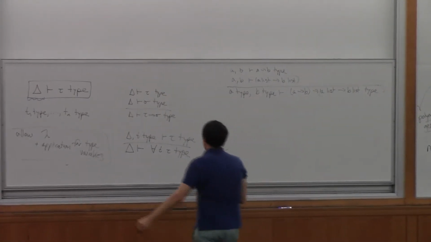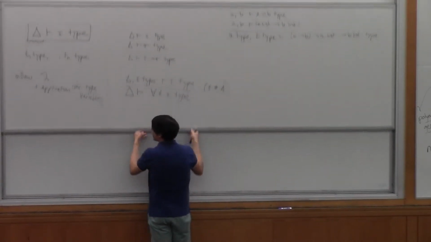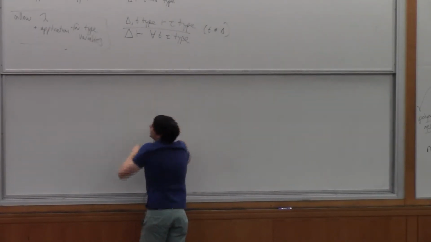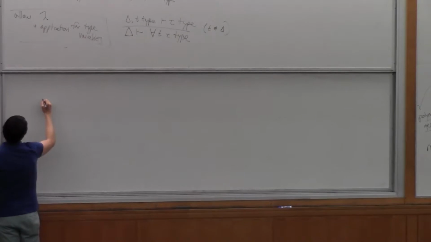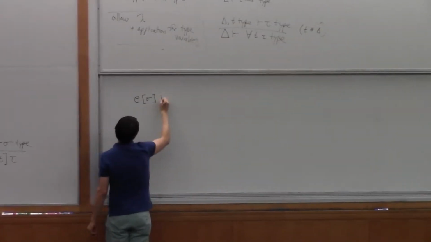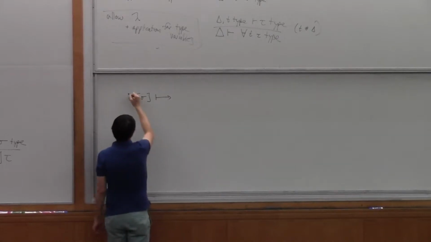OK, so now what are the dynamics? Well, they're actually pretty easy. So suppose I have a type application like that. How should it step?